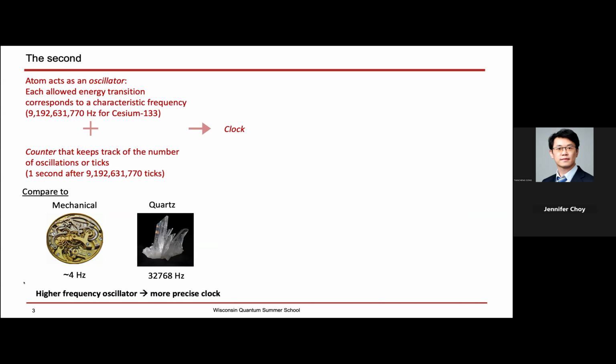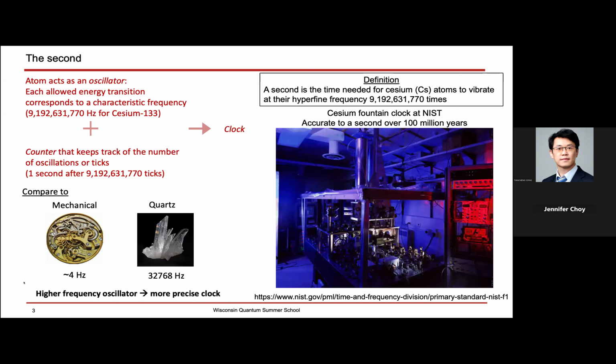And actually, that's a great question that leads into the next part of what I was going to show you. You can see that precision comes from this high frequency. And then the accuracy comes from the fact that you can do this measurement in a very well-controlled environment. This is a picture of the cesium fountain clock at NIST, which is currently how we define the second.